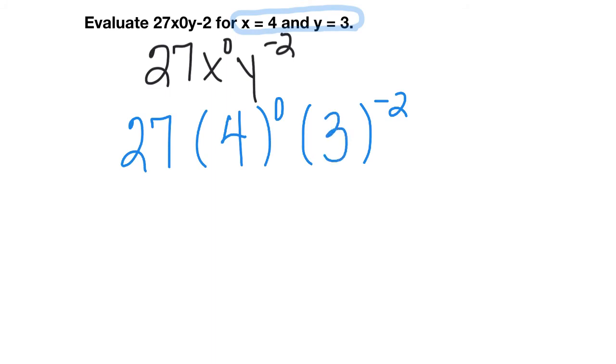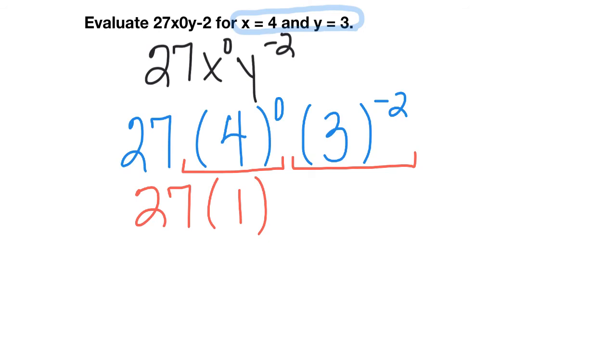According to the order of operations, we're going to do the exponents first. We're going to keep the 27 where it is. 4 to the power of 0 is 1. 3 to the negative 2 power. It's got a negative exponent, so we want to get rid of the negative exponent. And in order to do that, we need to use its reciprocal, which is 1 over 3 to the second power.